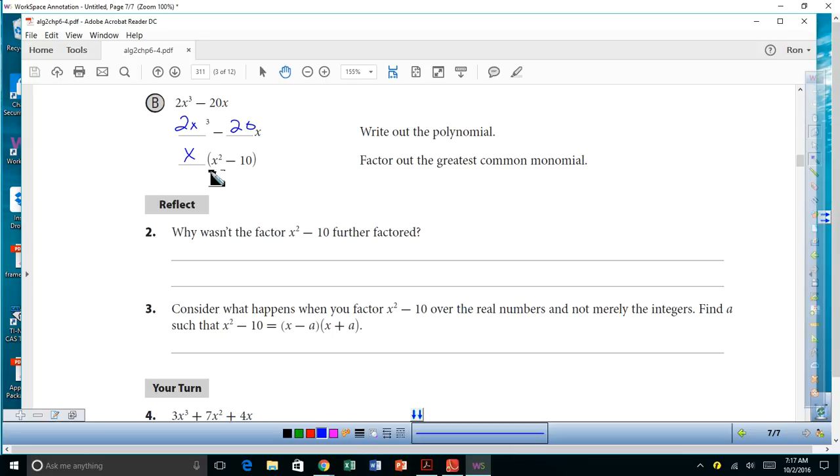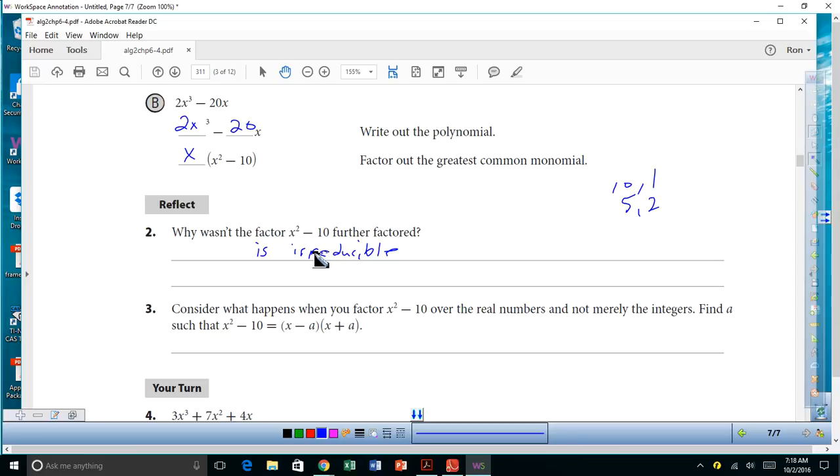Why wasn't the factor x squared minus 10 further factored? Well, what are the factors of 10? 10 and 1, and 5 and 2. Okay? Can we add or subtract these together and make it into 0? No. So x squared minus 10 is irreducible.